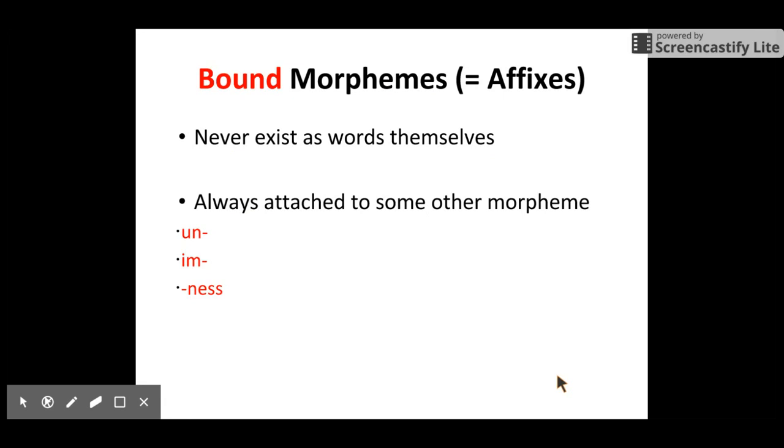And then we can talk about bound morphemes. Bound morphemes are also known as affixes. Bound morphemes never exist as a word by themselves, and they are always attached to some other morpheme. These are some examples, like in- and -ness. These morphemes cannot stand alone. They have to be attached to someone else.